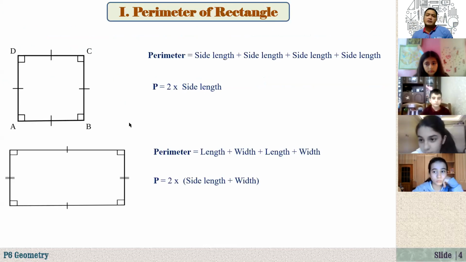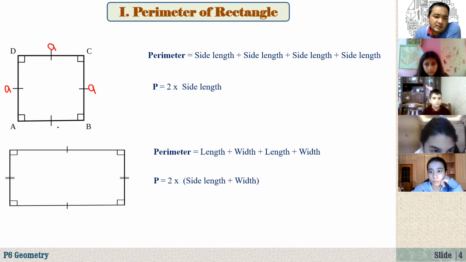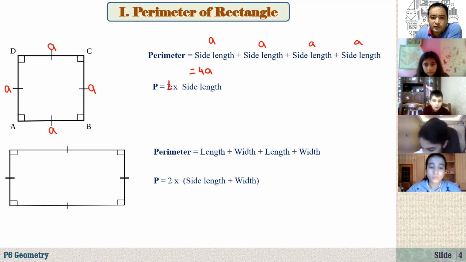Now let's talk about finding the area of a square and the area of a rectangle, and also perimeter. What is the perimeter of a square? We know that all sides are equal. Let's say this side is A, this one is also A centimeters or meters, whatever it is. So perimeter is equal to A plus A plus A plus A. That's equal to 4 times A, and this is 4, not 2. It is 4 times the side length.